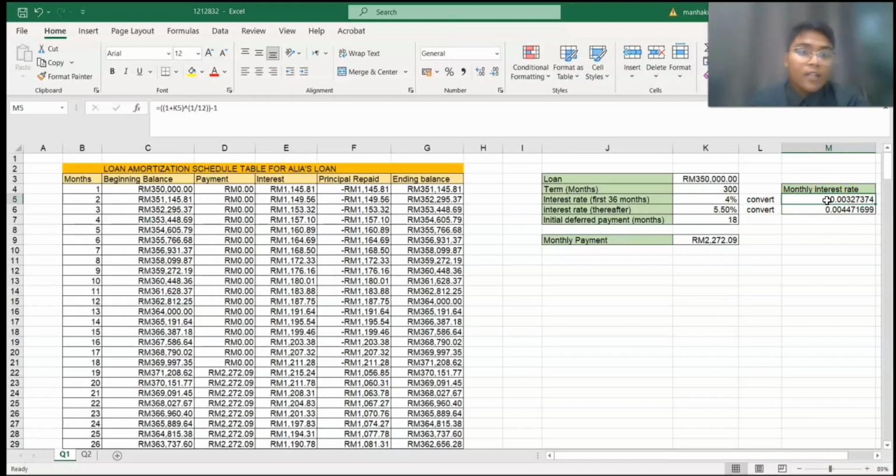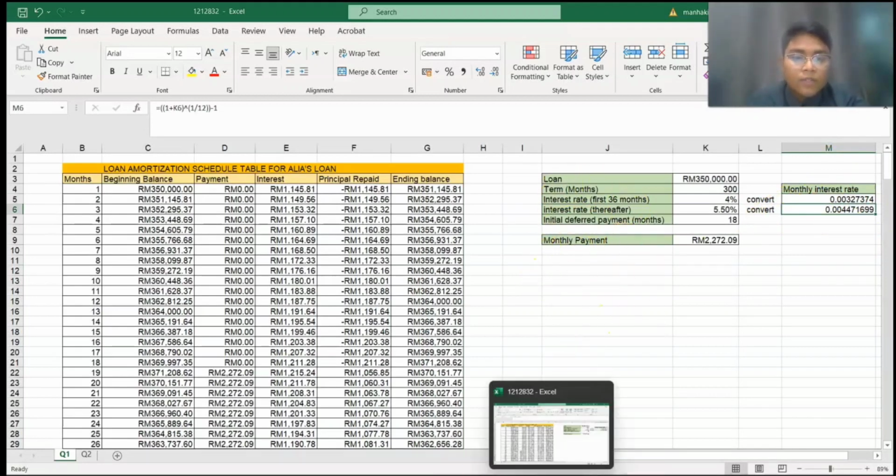And then for the interest rate thereafter, I also need to convert to the monthly interest rate. So I use the same formula as before: 1 plus K6, where K6 is the interest rate thereafter, which is 5.5%, to the power of 1 over 12, minus 1. So I got this monthly interest rate. Next, how to find the monthly payment.